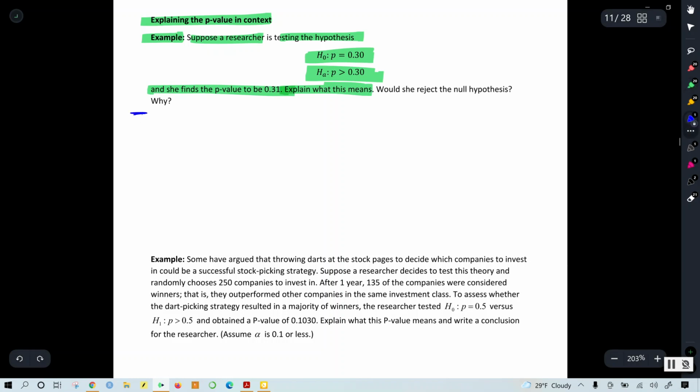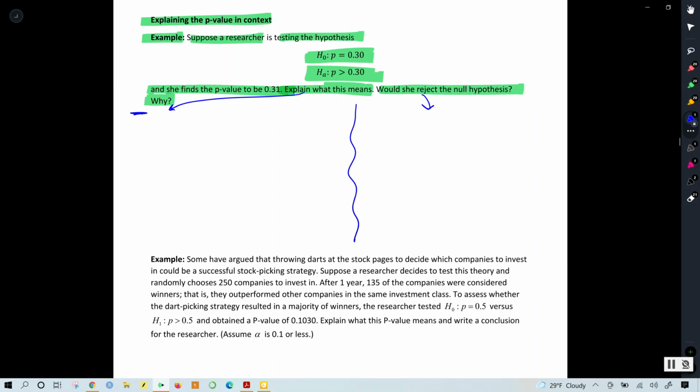That'll be the first step. And then we are to check if she would reject the null hypothesis and why. That'll be the second thing we would like to talk about. So I'm going to split this space into two: one to explain what it means, and the other to see if she will reject the null hypothesis.